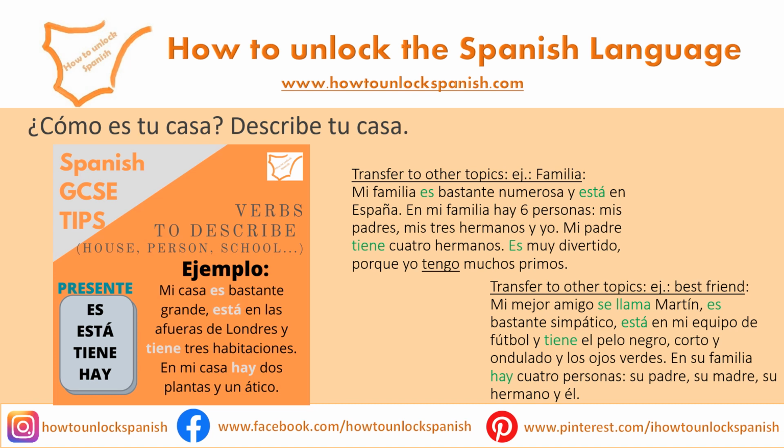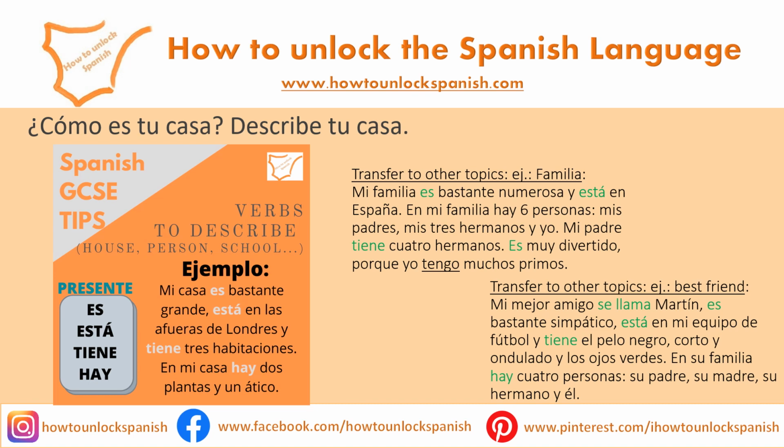For example, family. So, ¿cómo es tu familia? I might say, mi familia es bastante numerosa y está en España. En mi familia hay 6 personas. Mis padres, mis 3 hermanos y yo. Mi padre tiene 4 hermanos. Es muy divertido porque yo tengo muchos primos.